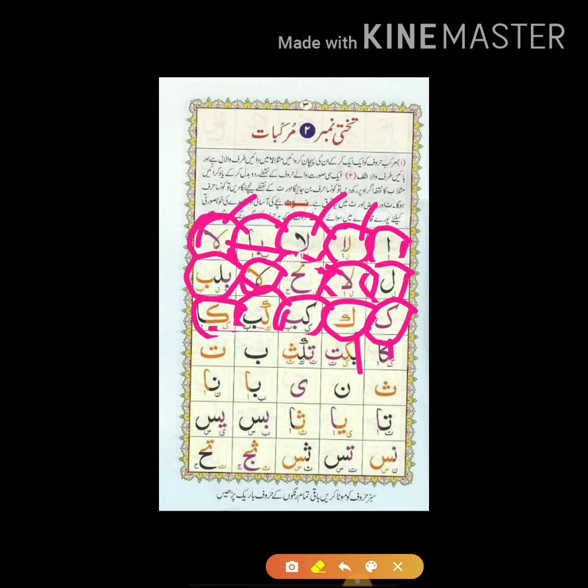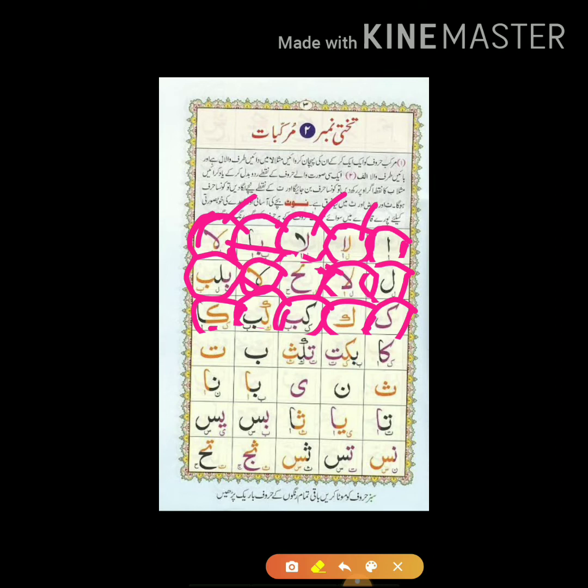Okay, moving to the next line. Once we complete all the letters, then we will revise each box again, so that you may understand all the letters.